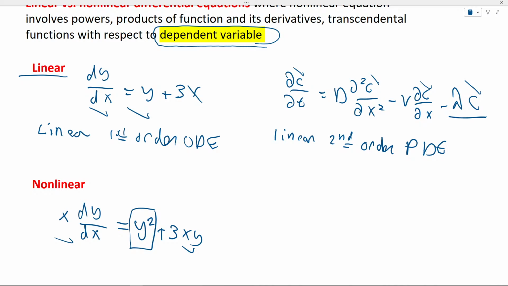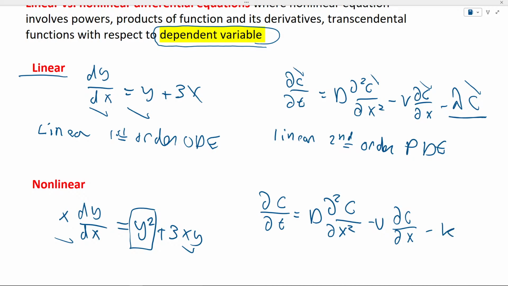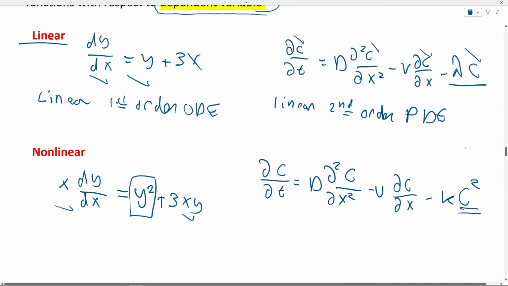So can we see another example of a nonlinear one? Here, d2c over dx square, negative v dc dx, minus k c squared. So here, this is nonlinear. Why? Because c is to the power of 2. This is called a second order decay term.